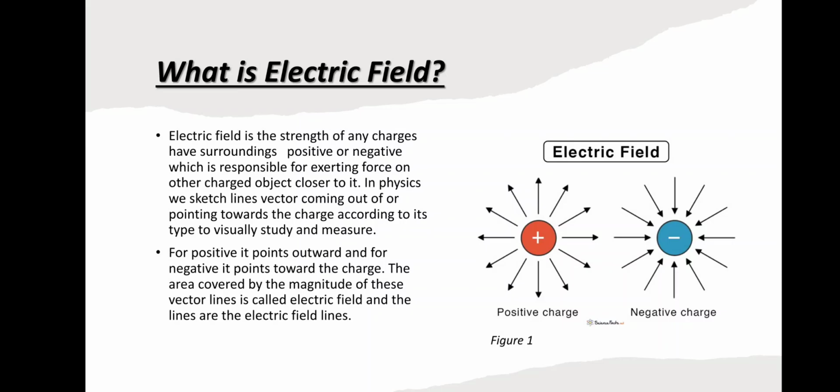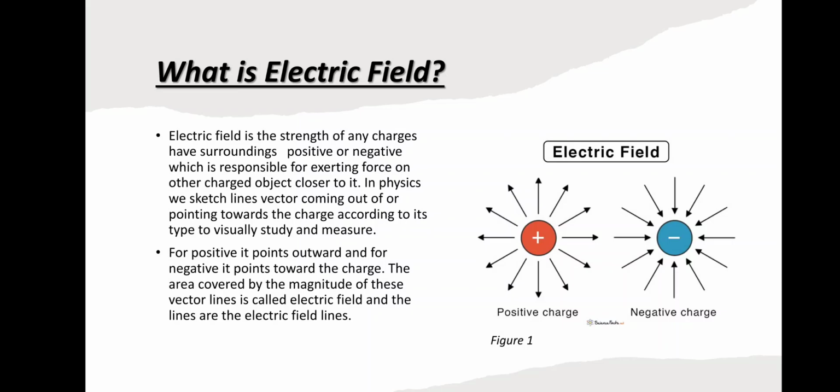First, let's explore the idea of electric field. Electric field is the strength of any charge, positive or negative. These electric fields are responsible for exerting force on other charged objects close to it. In physics, we sketch vector lines coming out of or pointing towards the charge, according to its type, to visually study and understand the electric field.